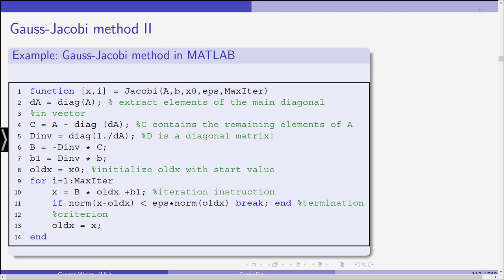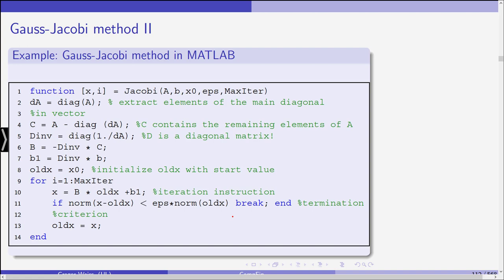and then we have a for loop from 1 until the maximum number of iterations. X is B times old x plus B1. We've actually included this here before the for loop so that it does not need to be calculated in every step of the for loop. This is just efficient programming. And if the norm of x minus old x is smaller than epsilon times the norm of old x, break, stop it, or otherwise you go until the maximum number of iterations, and then you reset old x equal to x and calculate a new one.